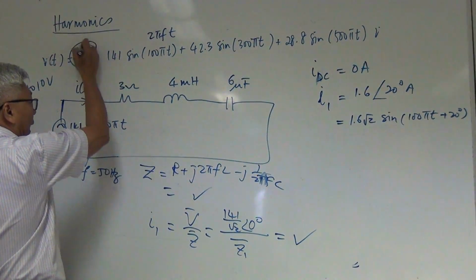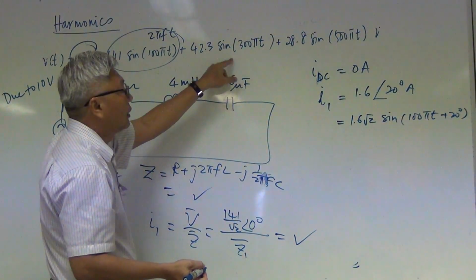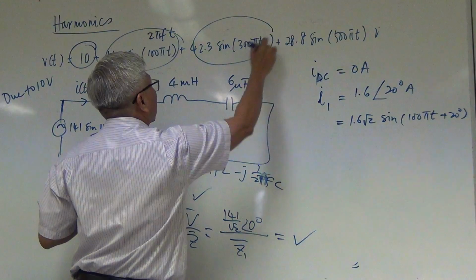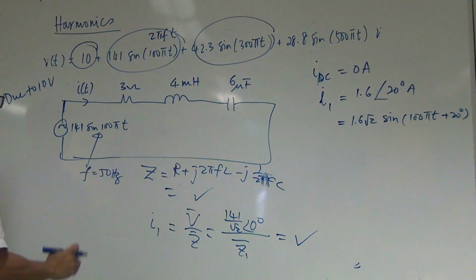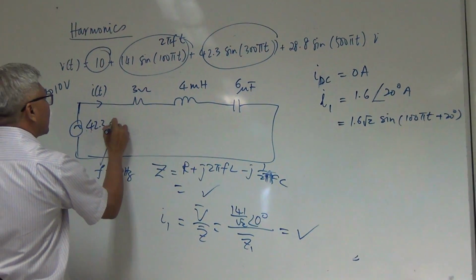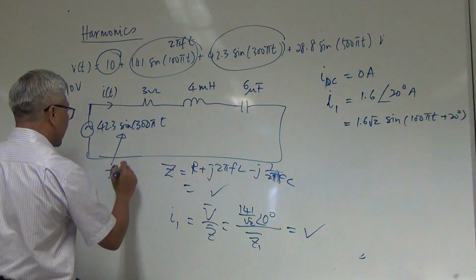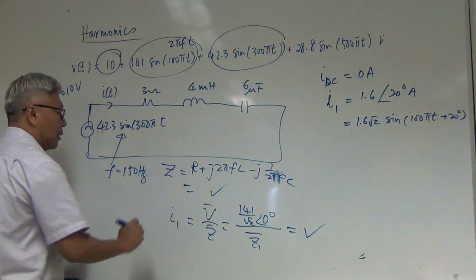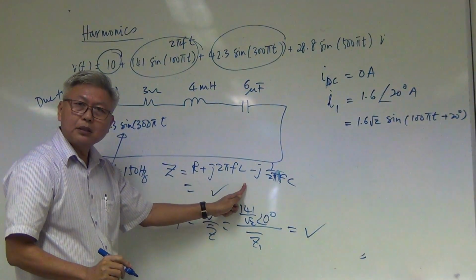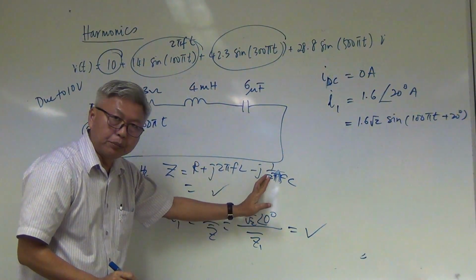So this one we have done, this one we also have done. Now let's move on to this one. This was the frequency. The third harmonic is 150 Hz, so now this is 42.3 sine 300 pi t. The frequency is now 150 Hz. Can you do the new impedance? Of course. Substitute 150, you get a new impedance.